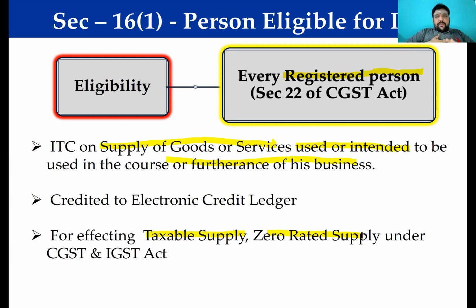Every registered person is eligible to claim ITC on all those goods or services which are used or intended to be used in the course or furtherance of business. If goods or services are used or intended to be used in the course or furtherance of business, they are eligible to claim ITC. I'll give you a simple example.